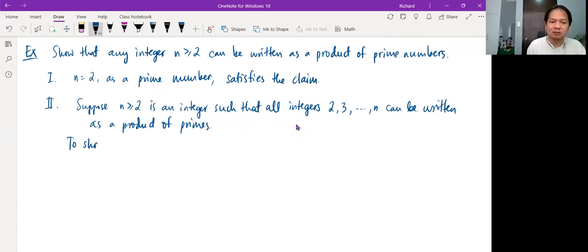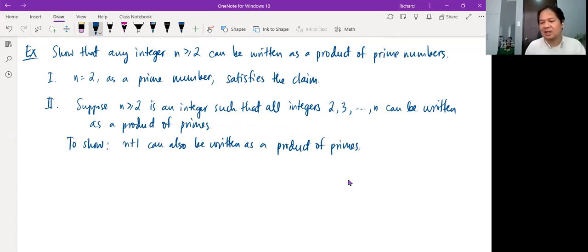And what is it that we have to show? We have to show that n plus 1 can also be written as a product of primes.